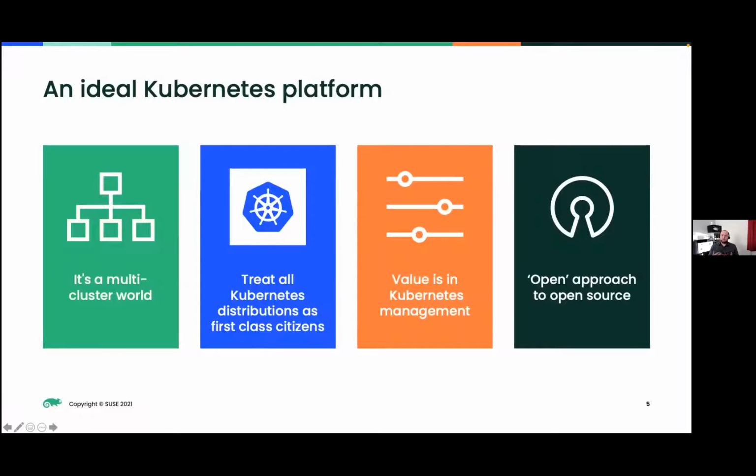We like to think that this brings a more open approach to open source. We don't care whether you've deployed a Kubernetes distribution from us or from one of our competitors or one from the open source ecosystem. As long as it works within that CNCF well-defined certification structure, we're able to manage it in exactly the same way.